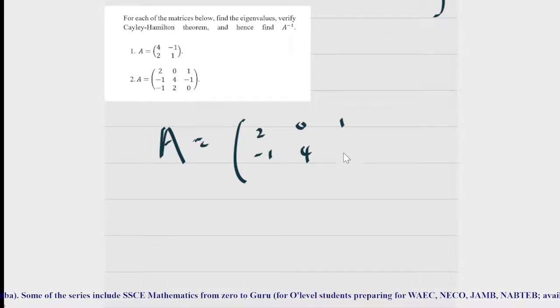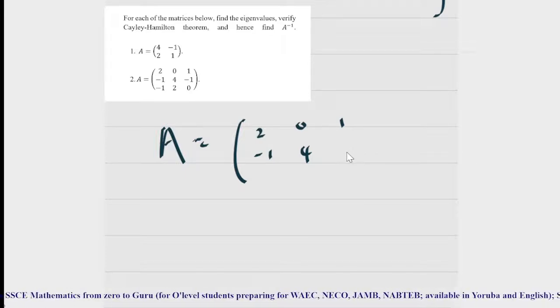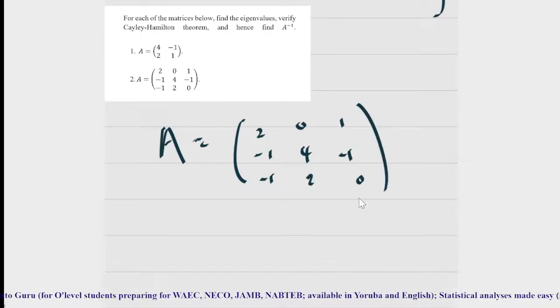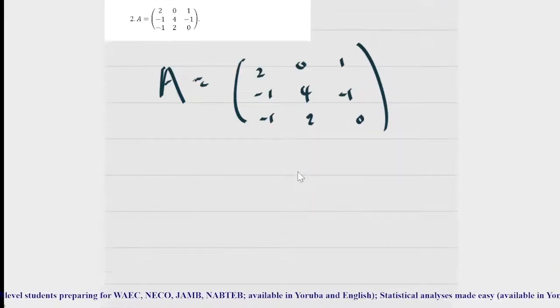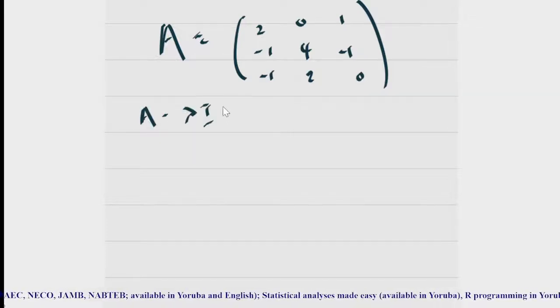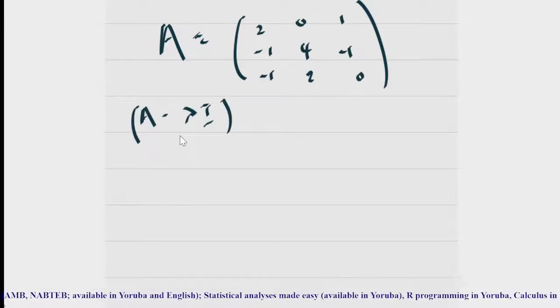Equation will be an expression in degree 3. You understand now? So then minus 1, minus 1, 2, 0. Okay, now let us do that. Then your characteristics matrix, don't forget that will be A minus lambda I. Before you can even know your characteristics polynomial, you have to find your characteristics matrix first. So which is what I'm finding here.